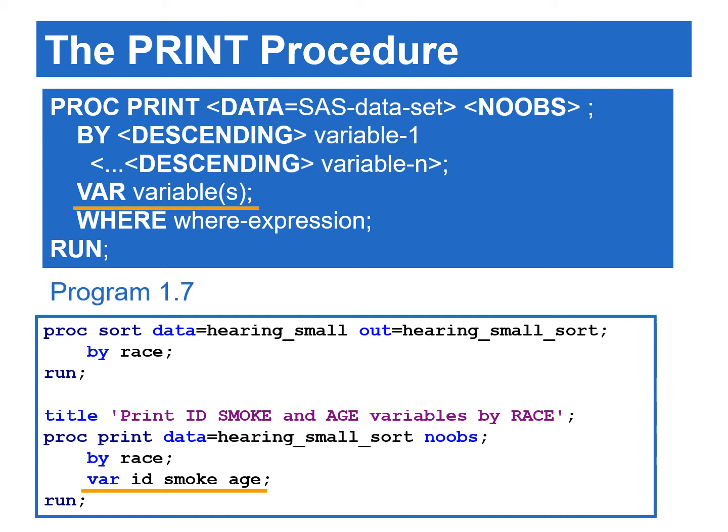Program 1.7 prints the contents of the hearing_small dataset by each category of the race variable. You can also add a WHERE statement to subset the input dataset by specifying certain conditions.